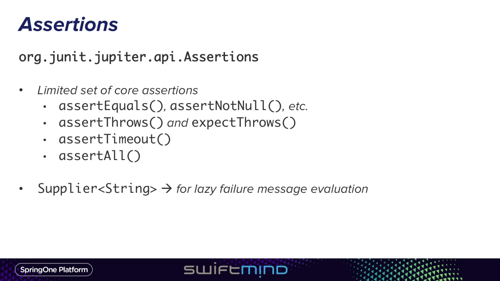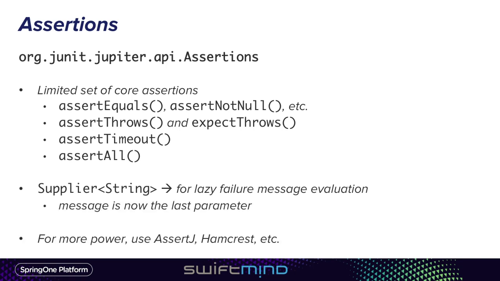So that means if you have a toString method or some kind of error message you're building up that takes a long time, there's no reason to execute that if there's no failure. So this allows the testing framework to evaluate that lazily, basically speeding up your tests or your test suite, which is always a good thing.